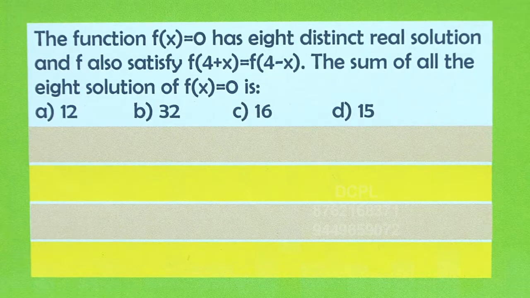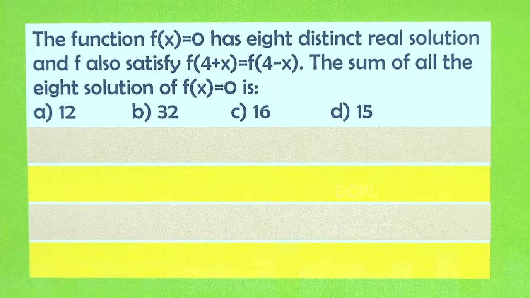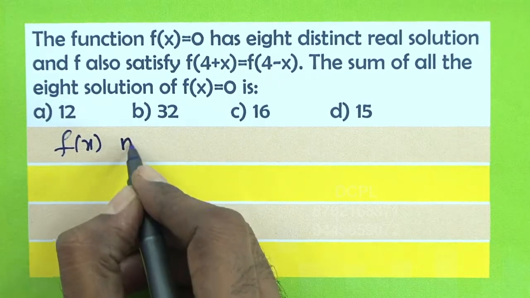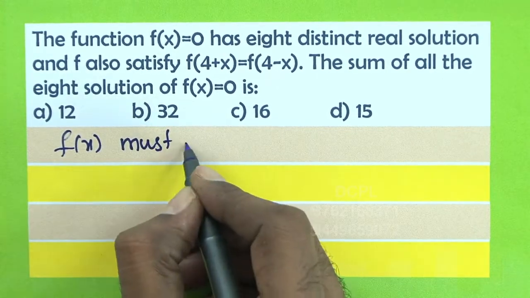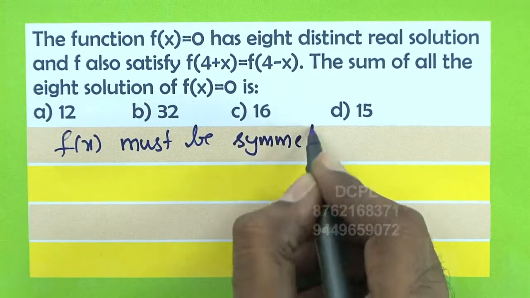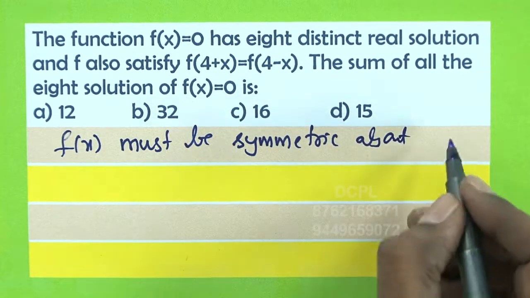Sum of 8 solutions of f of x is equal to 0 is... See, it is given f of 4 plus x is equal to f of 4 minus x. F of x must be symmetric about x is equal to 4. Is that correct? See here, f of x must be symmetric about x is equal to 4.